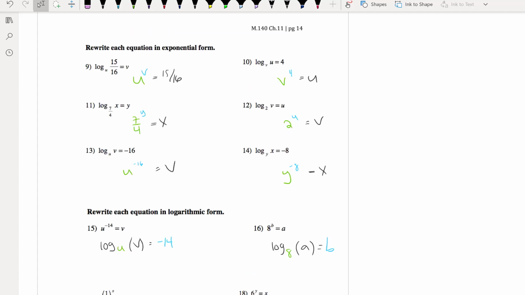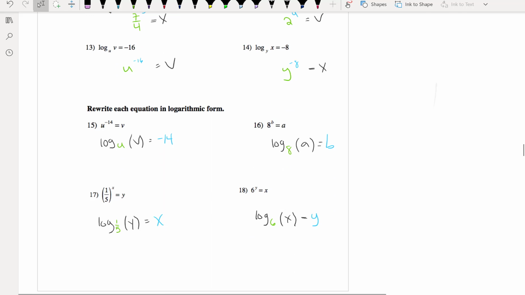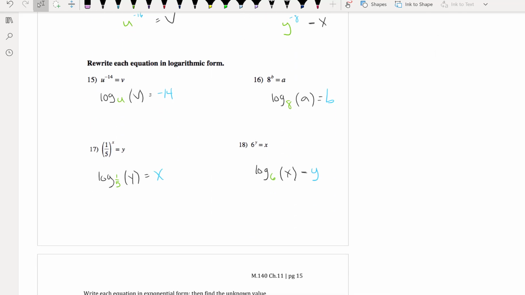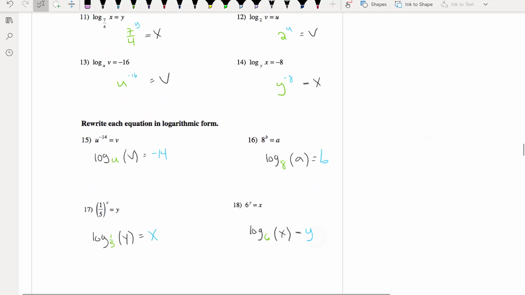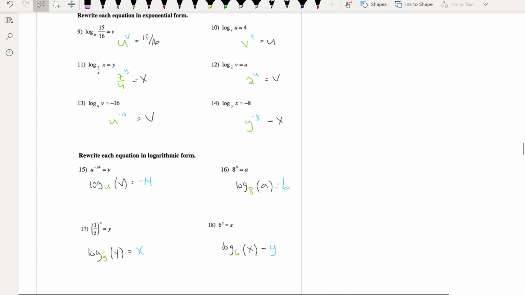Okay, I have worked out these problems. I went ahead and pressed pause on these and worked them out. Hopefully this is familiar. I rewrote all of my logs in exponential form, and for the next set of problems, I wrote all of the exponentials in log form. So go ahead and check your answers if you want to do that.